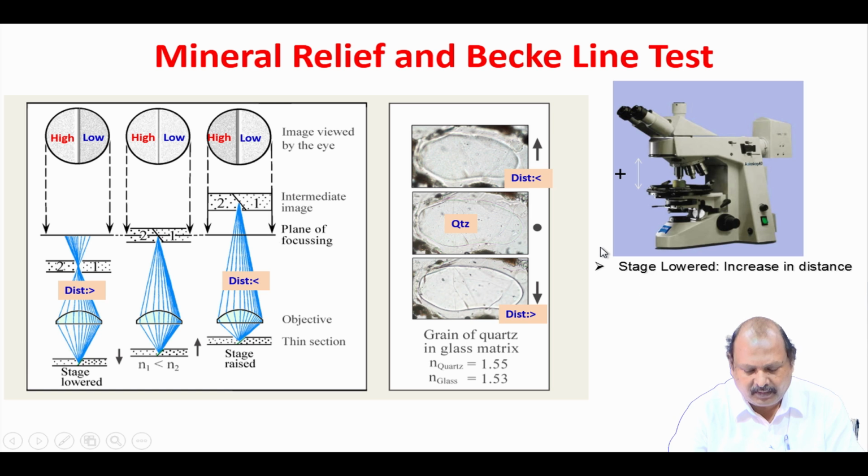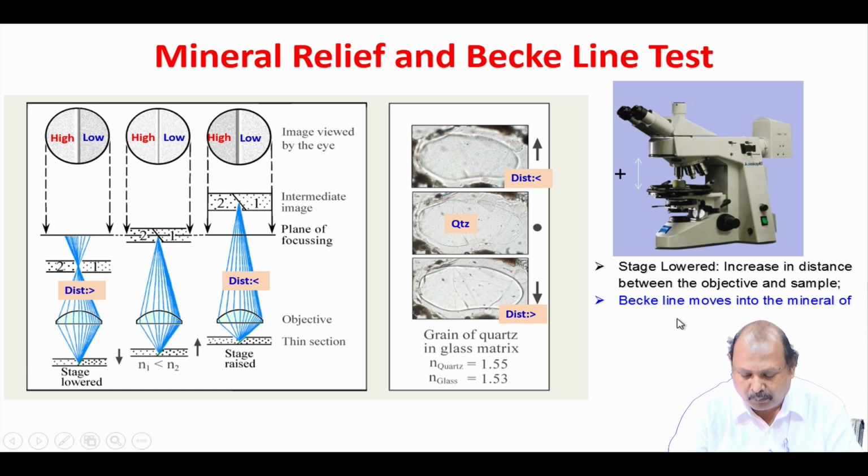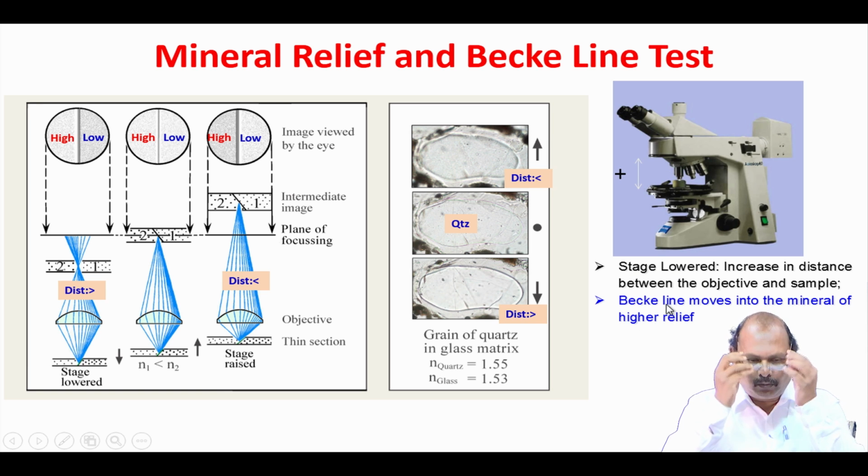So, what is the thing here? When the stage is lowered, we are increasing the distance between the objective and the sample, and the Becke line moves into the mineral of higher relief. So, this is the test that we undertake to distinguish between two minerals which have low relief and are very close to each other, and this we generally employ to distinguish between potash feldspar and quartz.